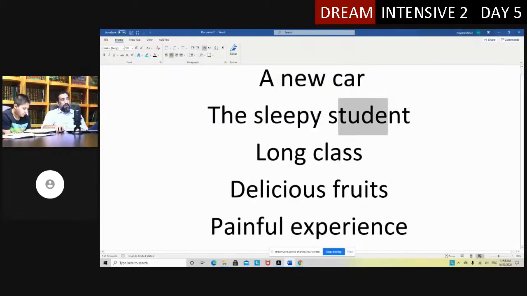Student is the noun, sleepy is the adjective. Class is the noun, long is the adjective, right? So those are all adjectives. Delicious is an adjective, painful is an adjective. An adjective's purpose is to describe a noun. It's to describe a person, place, thing, or idea.